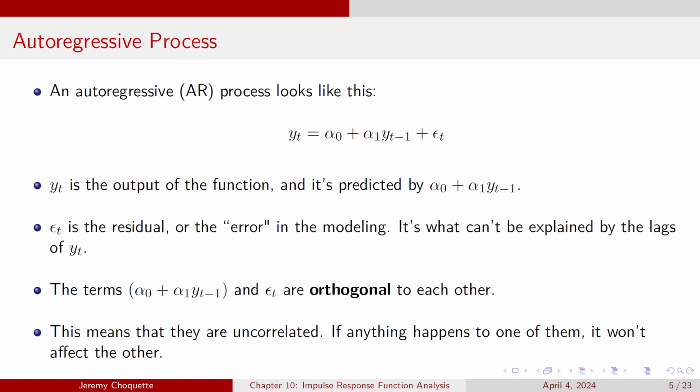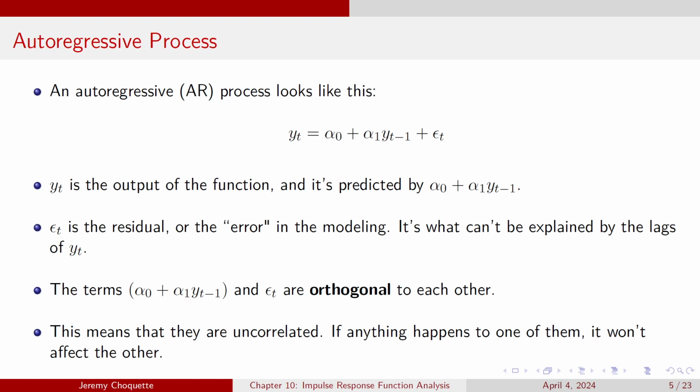Now, an autoregressive process would look something like what you see here. So y_t equals α0 plus α1 times y_{t-1} plus ε_t. Y would be like the output, right? In this case, you could think of it as GDP. And it would be predicted by α0 plus α1 times y_{t-1}.